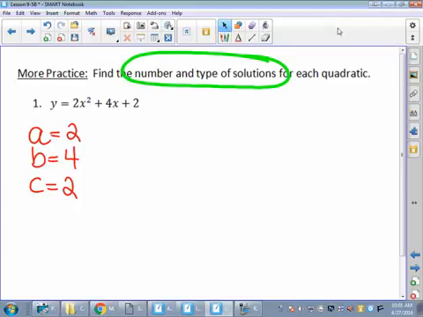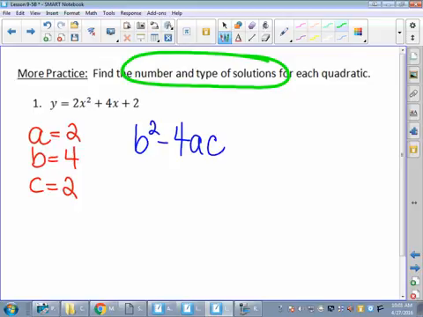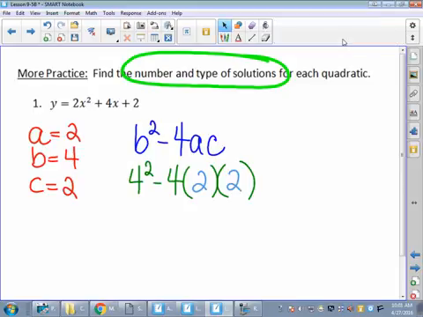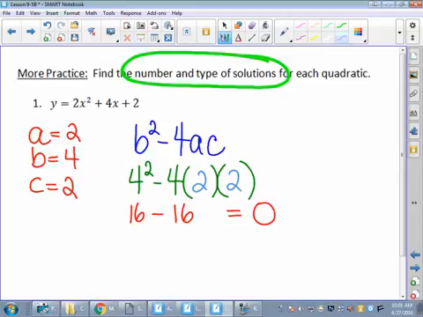So I'm just going to stick to b squared minus 4ac. And I'm going to plug this in and figure out what that tells me if I took the square root of it. So b squared, we've got 4 to the second power, minus 4 times my a value 2 times my c value 2. Type it into your calculator or do the parts with mental math. 16 minus 16 equals 0. So my discriminant is 0.